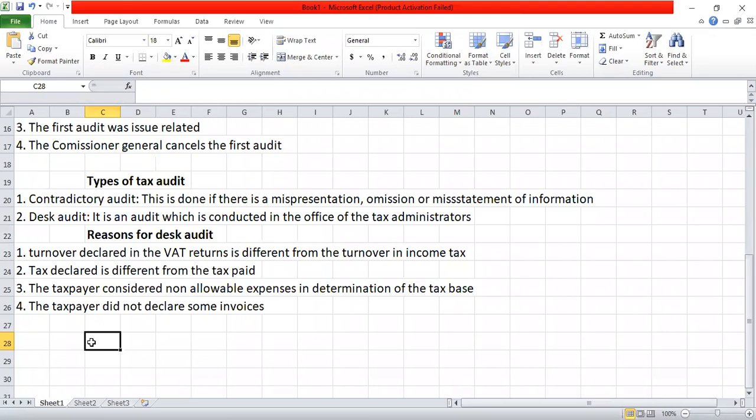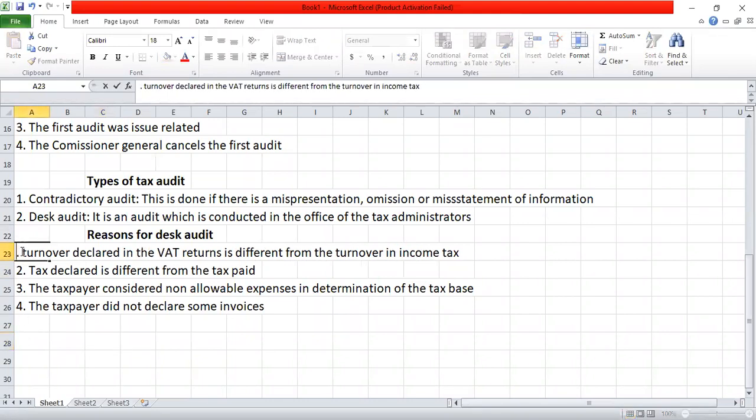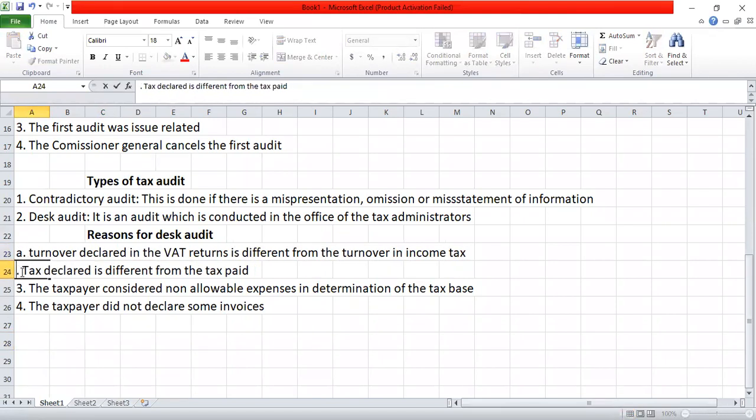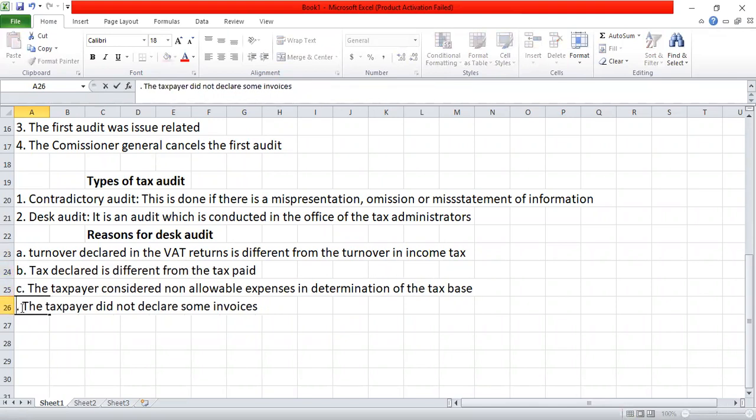Then another, I think I used the wrong numbering here. I should have used A, B, C, then D, so that I can have number 3.